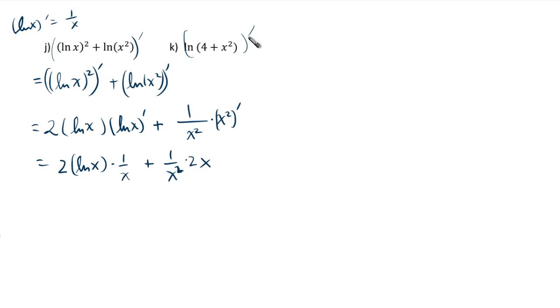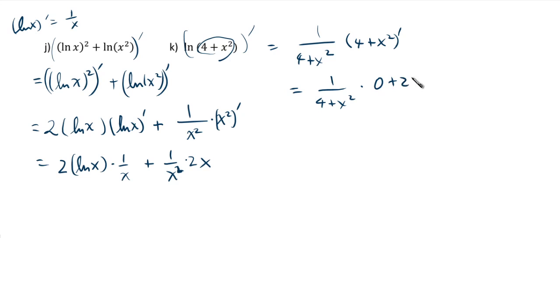Okay. Here's a simple problem. 4 plus x squared is the inside function, right? So treat that as a big X. ln of big X differentiates to 1 over big X, but the big X is 4 plus x squared. Make a copy of the inside function, differentiate. 1 over 4 plus x squared times 4 differentiates to 0, x squared differentiates to 2x. So the answer is 2x over 4 plus x squared.